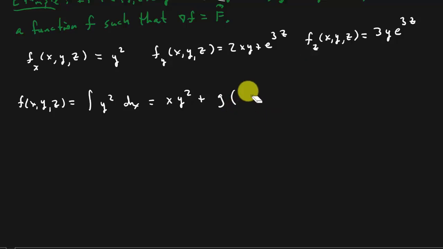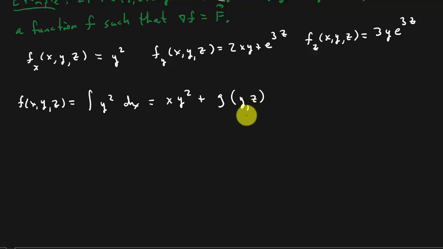G of y, z, because y and z are considered constants. We're integrating with respect to x. So if we have some function in terms of y, that would be a constant. Or if this was some function in terms of z, that would be a constant. Or if this was some function in terms of y and z, that would be a constant. I don't know if I said a function earlier. If I did, I meant constant. Okay, that would be a constant also.